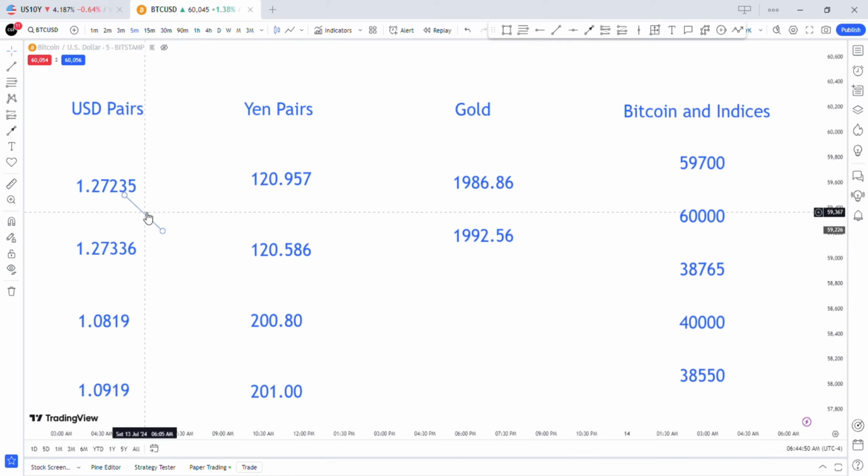Now what is the difference between this and this? All these figures are the same, 1.27 and 1.27. The difference is from 3 and 2, so 33 minus 23 gives us 10 pips, and 6 minus 5 gives 1 pipette, so 10.1 pips. That's the difference between these.